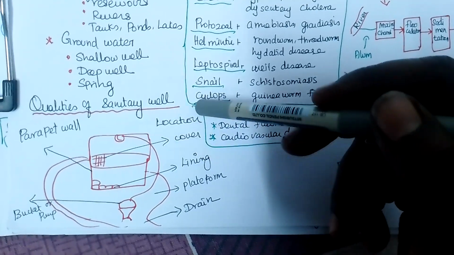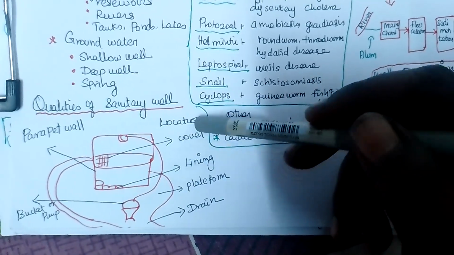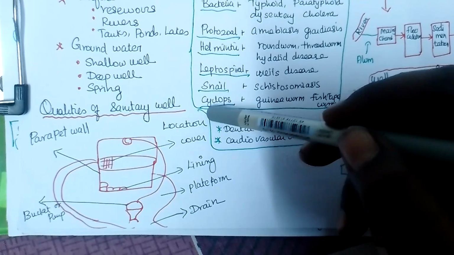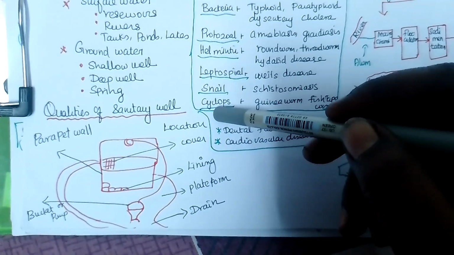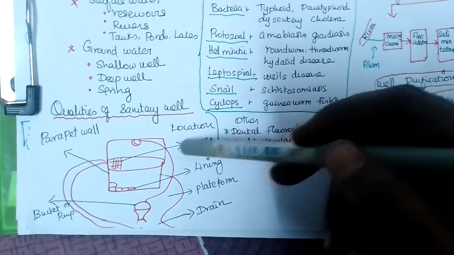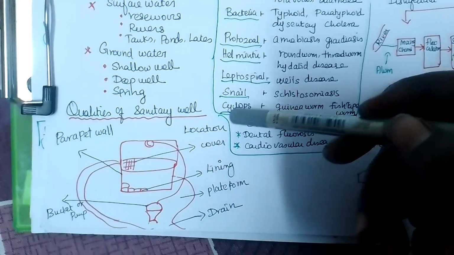It is always asked as a 5-mark question: what are the qualities of a sanitary well? The location should be at least 15 meters away from any dangers. What are the dangers? It should be 15 meters away from the septic tank, or 15 meters away from the drainage.